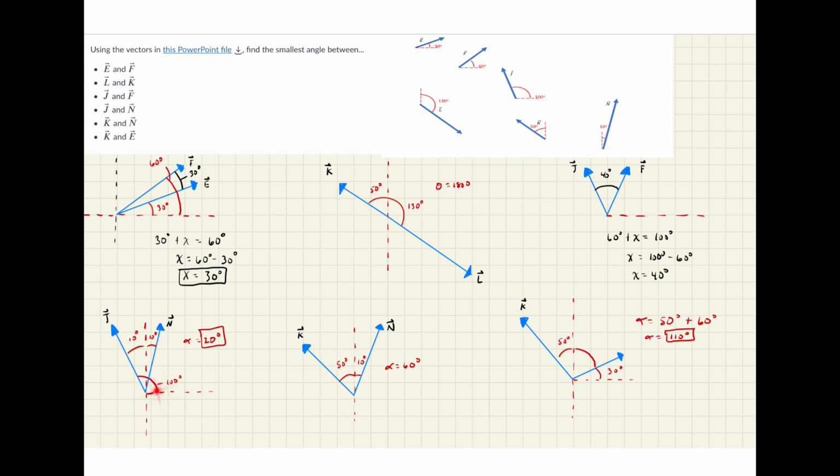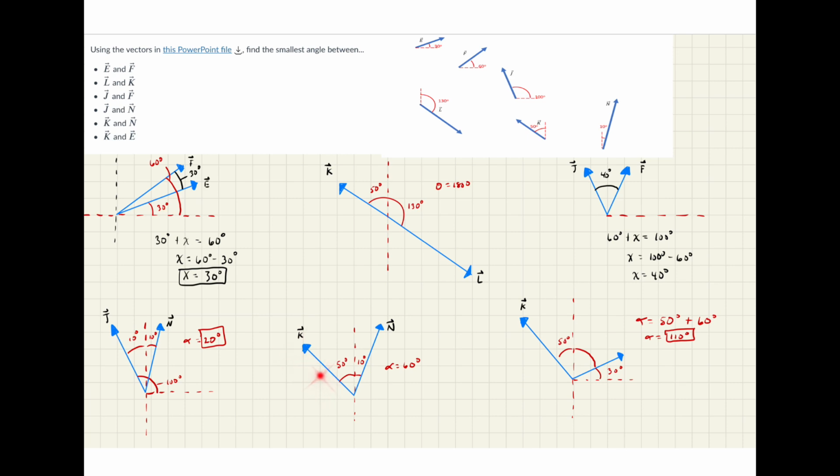So J is at a 100-degree angle, so we just use this 100 degrees, and N is 10 degrees from the vertical axis. So it's 10 degrees between the vertical axis and N, and a 10-degree difference here. So they combine, we add both angles up, and we get a 20-degree angle. And here we have K and N.